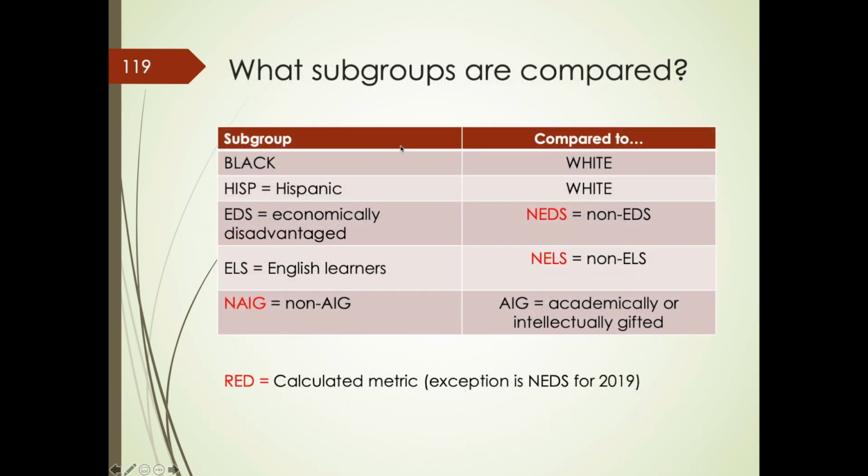And then, what subgroups are compared? We're going to look at black compared to white. We're going to look at Hispanic compared to white. We're going to look at EDS compared to NEDS. We're going to look at ELS compared to NELS, and then non-AIG compared to AIG. And then the red identification here, those are metrics that are calculated by me. And the exception there is NEDS for 2019 because it was available from the DPI.